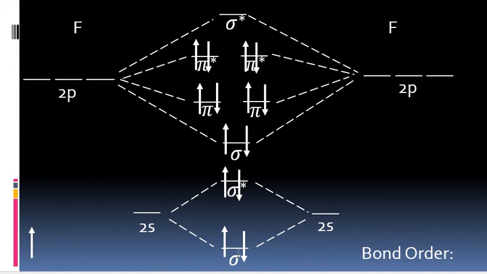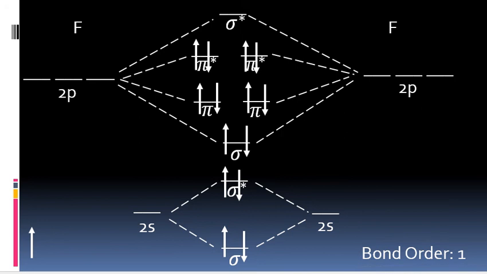Now let's count out the bond order. The amount of bonding electrons would be 1, 2, 3, 4, 5, 6, 7, 8. So we have 8 bonding electrons. Now for the sigma star and the pi star orbitals, those would be anti-bonding electrons. So counting those up, we have 1, 2, 3, 4, 5, 6. So we have 8 bonding electrons and 6 anti-bonding electrons. 8 minus 6 is going to give us a value of 2. 2 divided by 2 is going to be 1. Therefore, our bond order is 1.